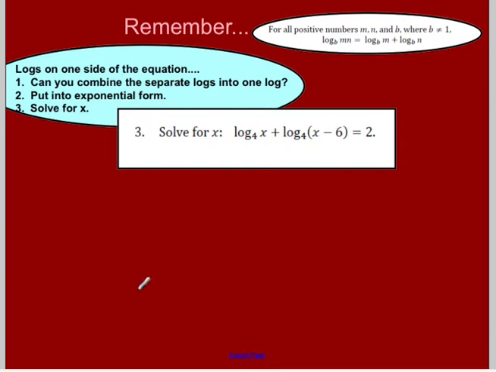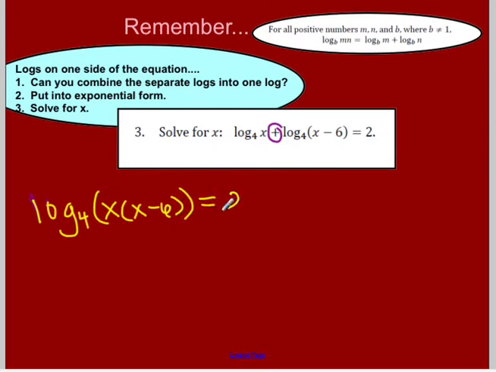So I look at this and I see that the left-hand side of my equation is an addition. And I say to myself, well, how can I rewrite a log with addition? Well, I can rewrite it with multiplication. So it is really log base 4 of x times x minus 6, rewriting with multiplication, is equal to 2.